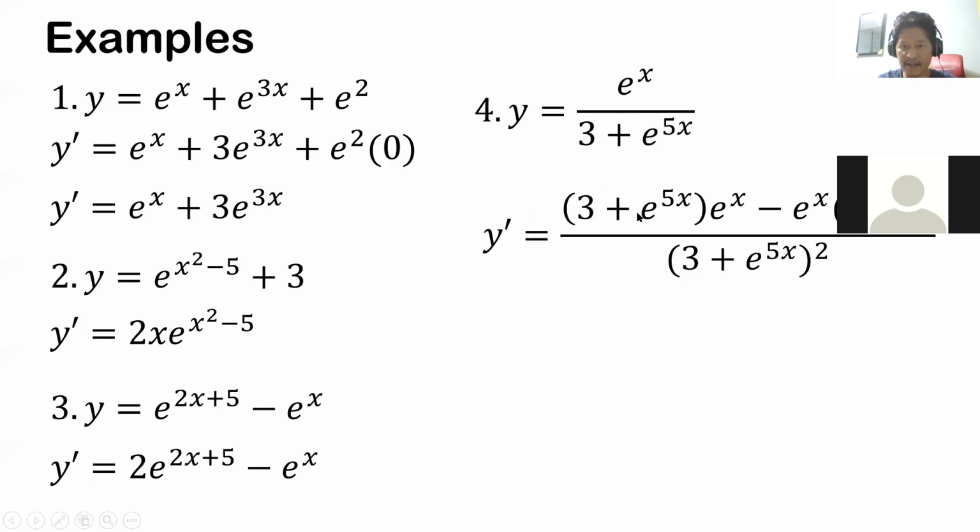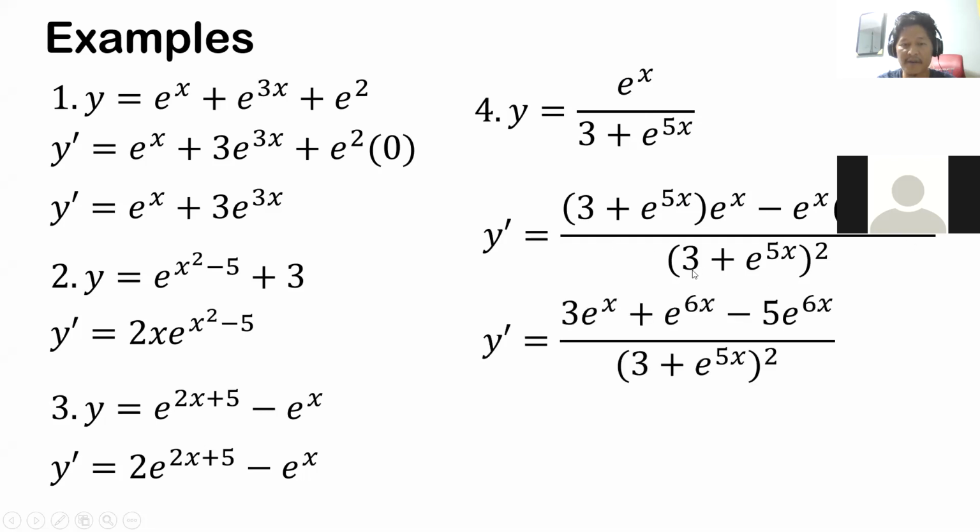So this 3e to the 5x is the denominator. We copy the denominator, and then the derivative of e to the x is itself, which is e to the x, and then minus, we copy again e to the x, and then the derivative of the denominator. So the derivative of the constant is 0. The derivative of e to the 5x is e to the 5x times the derivative of 5x. That's why we have 5 there. Okay, all over this squared.